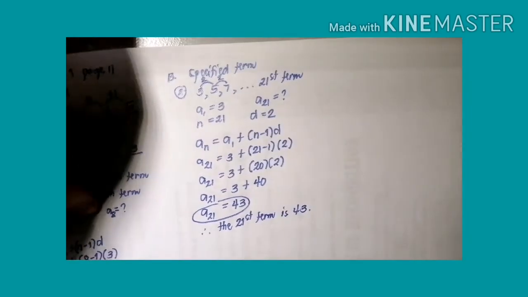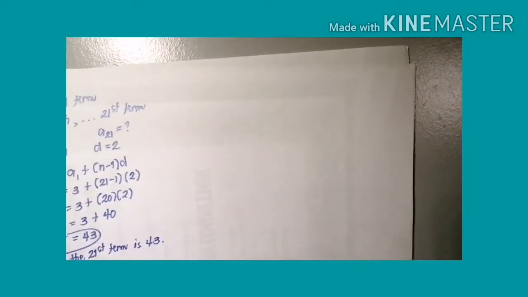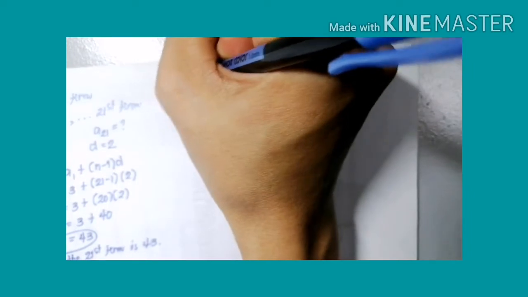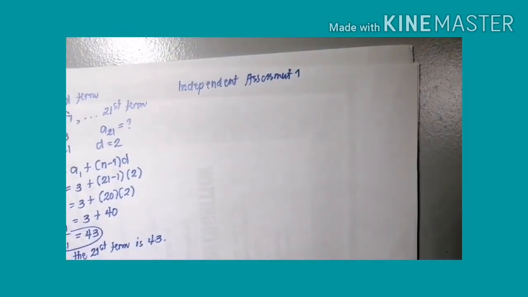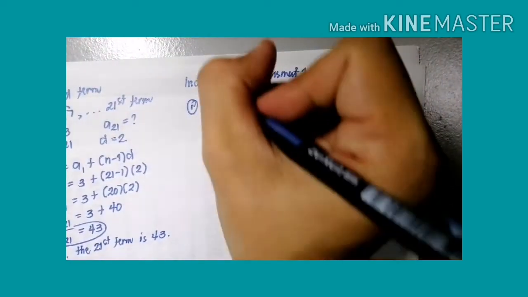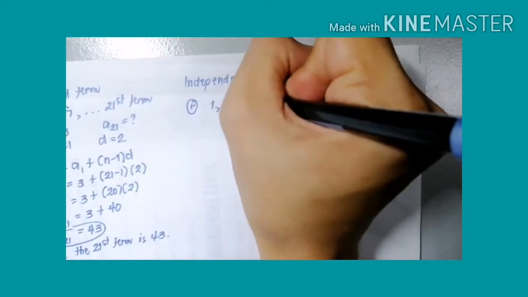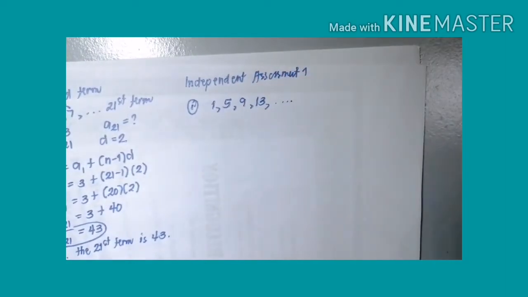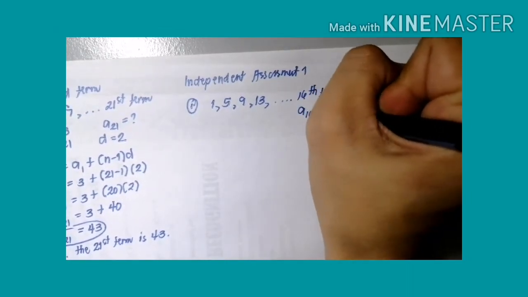Now this time, we are going to discuss independent assessment 1, item number 1. For item number 1, find the 16th term of the given sequence 1, 5, 9, 13. So we need to find the 16th term, or a sub 16.